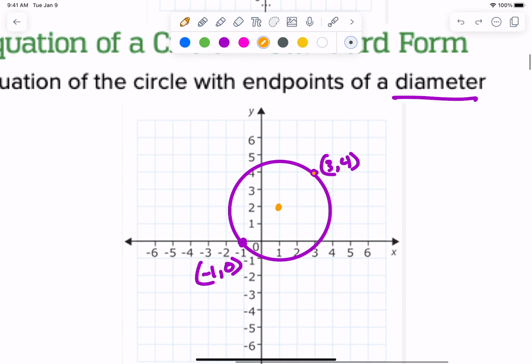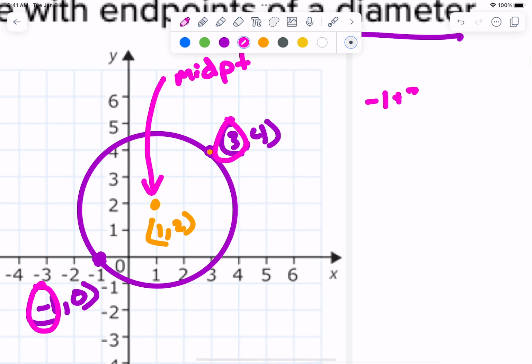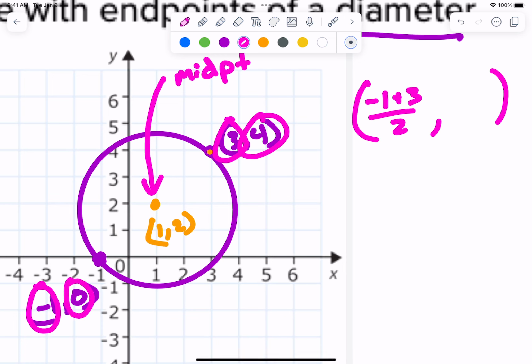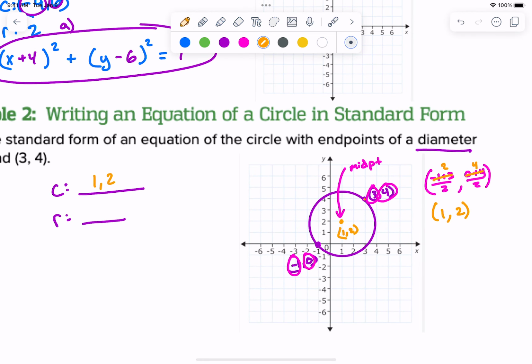All right, so we need to find the center of the circle. It looks to me like the center is at 1, 2, but let's see how do we find that? How do you find the center? You find the midpoint, and finding the midpoint is like finding the average. So I average -1 and 3, which is -1 plus 3 divided by 2. Then I average the y's, 0 and 4: 0 plus 4 divided by 2. -1 plus 3 is 2 divided by 2, which is 1. 0 plus 4 is 4 divided by 2, which is 2. 1, 2. Hey, that's right. Center is 1, 2. Okay?